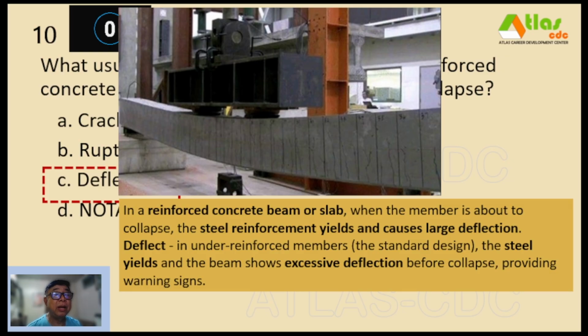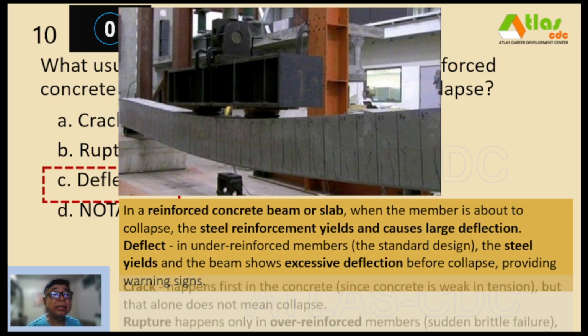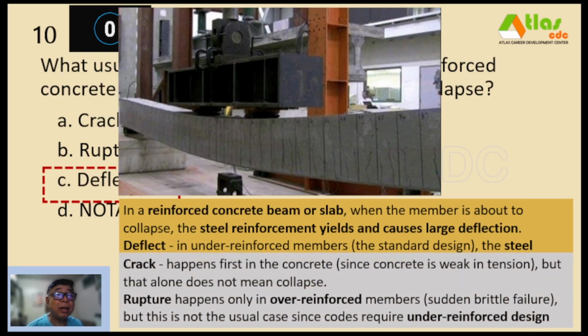Crack happens first in the concrete, since concrete is weak in tension, but that alone does not mean collapse. Rupture happens only in over-reinforced members, that is sudden brittle failure, but this is not the usual case since codes require under-reinforced design.